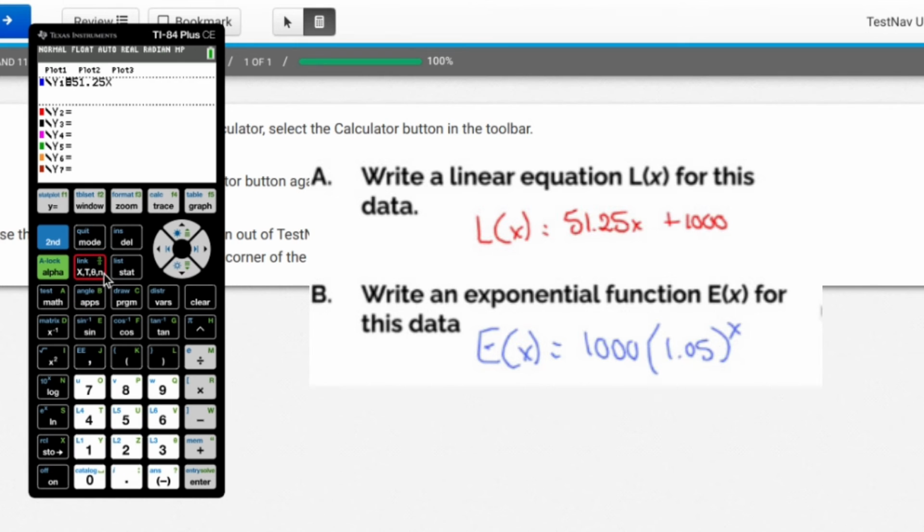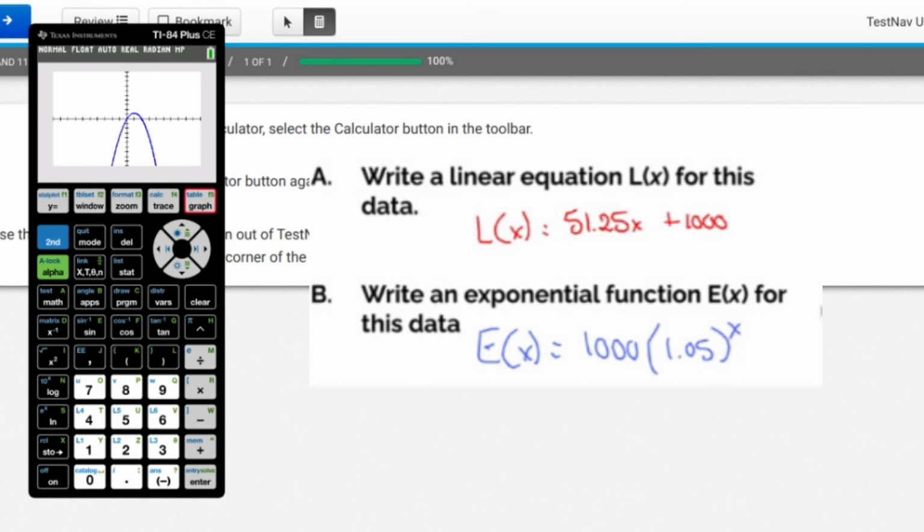51.25x plus 1,000. And I'm going to subtract out my entire exponential function. So let me use parentheses because I'm always very paranoid. 1,000 parentheses 1.05 close parentheses to the x, hit right, close parentheses one more time. So this is my linear equation minus the exponential function that I just got. Let's hit graph and see what I get.